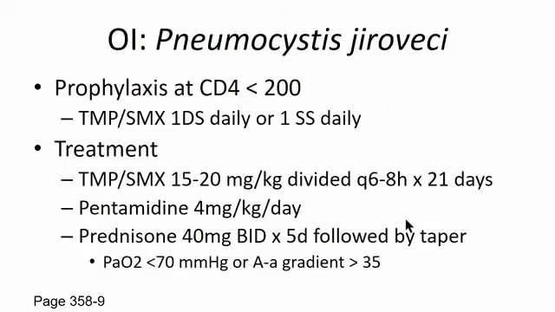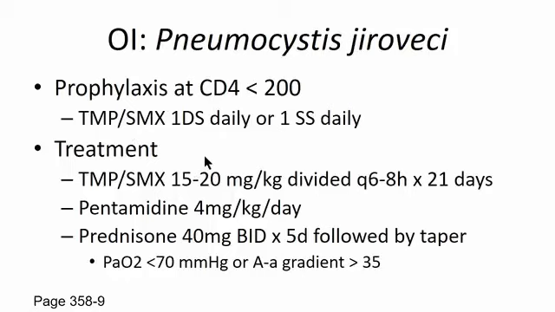The next few slides will talk about the opportunistic infections. So PJP, in terms of prophylaxis, we generally start prophylaxing when the CD4 count is less than 200. The regimen of choice is Bactrim 1 DS daily or 1 single strength daily. The full list is actually in your workbook, but this is just a preferred therapy.